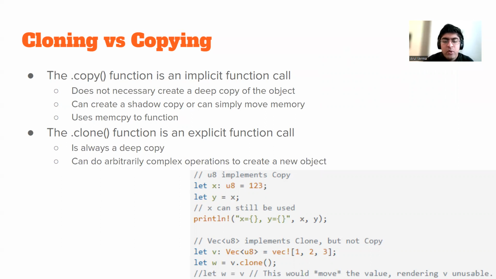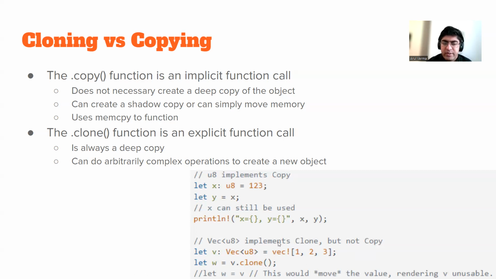However, dot clone is always an explicit function call. You can't dot clone with an equal sign. You have to use the dot clone function, as we can see here. And it's always a deep copy, and it can do arbitrarily complex operations to create new objects. So we can see that if we had v equals vec, and then w equals clone, it creates a new vector for you. It makes them all unsigned integers of size 8, and then it adds everything. And we can see that this is with the vec macro, so you can use the vec macro as well.